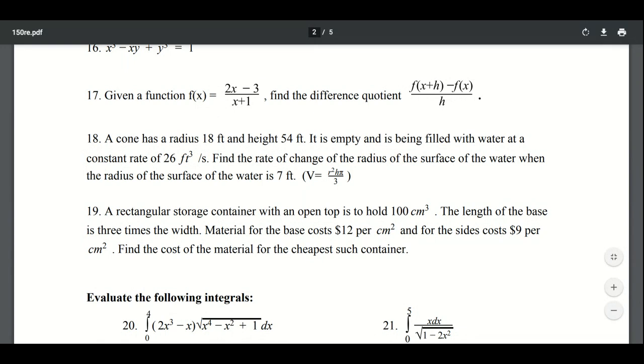All right, now this is okay. I can give you a little more hint. The hint is this is a related rates question. Related rates. I can talk a little bit.